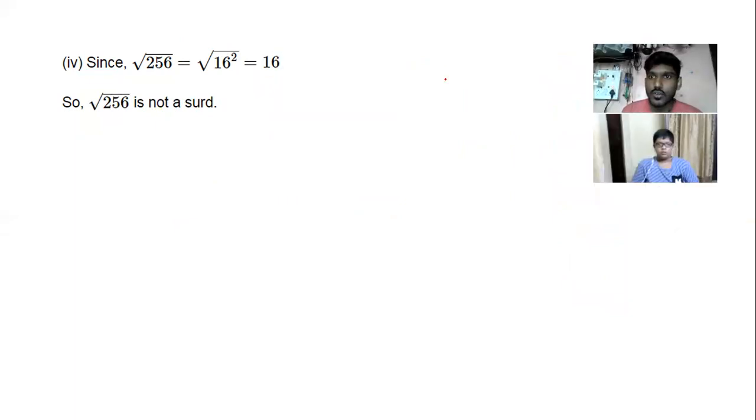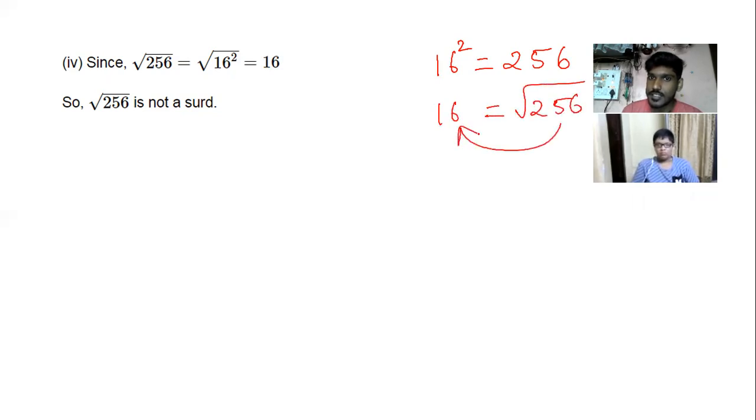Okay. You know, the square of 16 is 256. Correct? That means the square root of 256 is 16. And 16 is a rational number. That is why the square root of 256 is not a surd. Is this clear? Yes, sir.